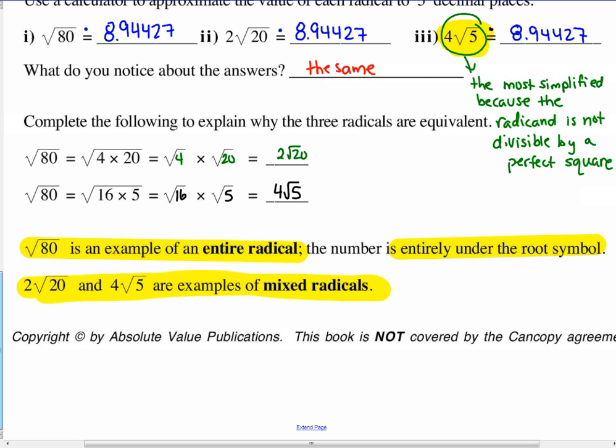Okay, so our first half of this lesson is simplifying, so taking an entire radical and making it a simplified mixed radical, and then we're going to practice making mixed entires, which is so easy. We're going to do the tough stuff first. Okay.